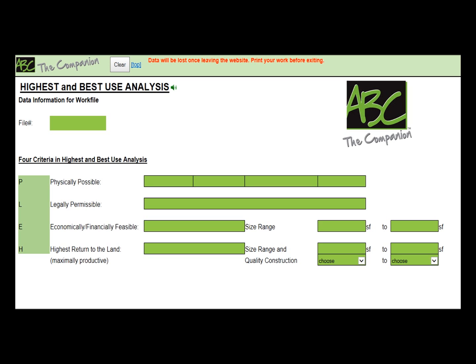The last test of the highest and best use is that which is the highest return to the land. What is going to be maximally productive here? Even though the deed restrictions may say 1,200 square feet is the minimum, there may be very few of those, and it might be smarter to build a 1,500 square foot home. And although the largest house in the area may be 4,000 square feet, it may not be very smart. They could probably get a higher return on the land if they built a house up to, let's say, 3,400 or 3,500 square feet, because there are several of them. So these are things you have to think about, things you have to analyze, and then come up with your conclusions.